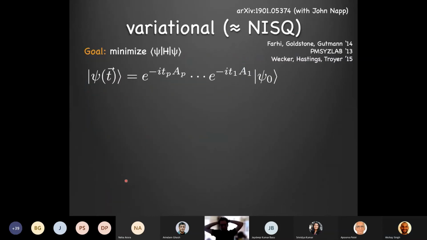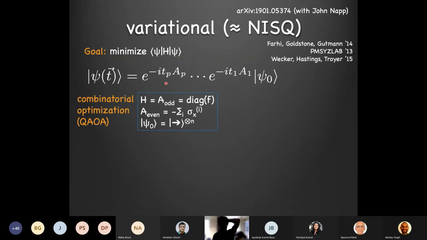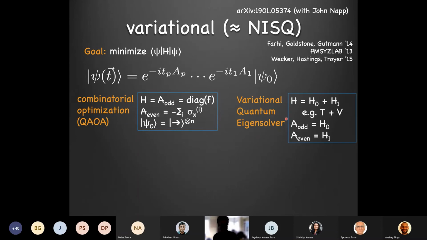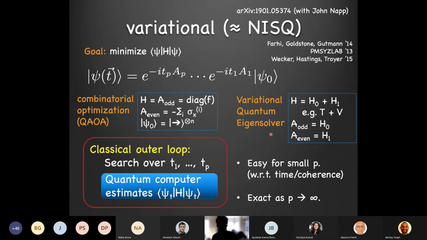So I have to mention very briefly some work with my student John Knapp on the other kind of hybrid algorithm that people usually mean when they talk about hybrid algorithms. They mean variational algorithms. And the idea is you have something you want to minimize, some energy, over an ansatz. So you have a starting state psi naught, and you have this parameterized family of states given by these parameters T1 through TP. And this includes combinatorial optimization. So if you know the QAOA algorithm, that's of this form, and something called the variational quantum eigensolver, where basically instead of trying to minimize a classical combinatorial problem, you're trying to find the ground state of some Hamiltonian.